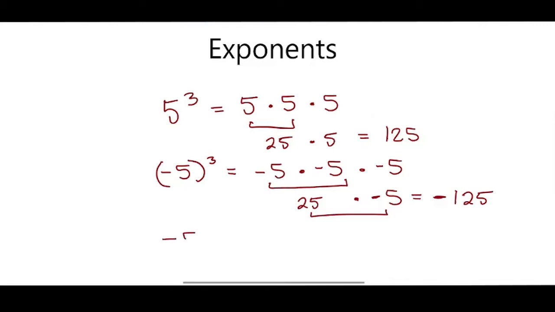How about when I have negative 5 raised to the third power and there are no parentheses? Well, then I'm going to treat that like negative 5 times 5 times 5. Well, here I have negative 5 times 5. That's negative 25 times 5. Negative 25 times 5 is also negative 125.